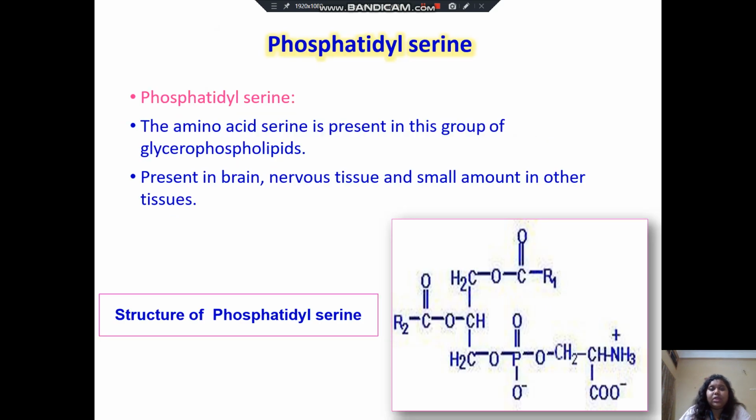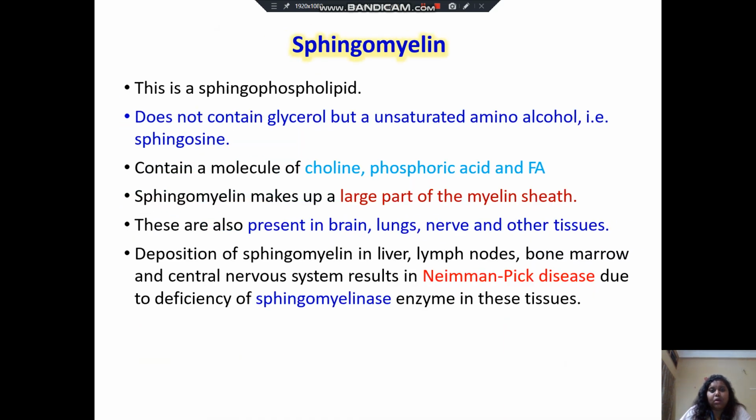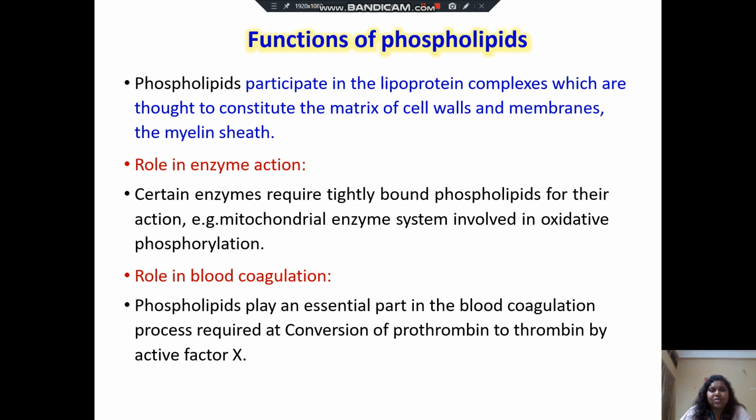So there are different types of phospholipids, but now we are going to discuss the functions of phospholipids. Phospholipids participate in the lipoprotein complexes, which are thought to constitute the matrix of cell walls and membranes, the myelin sheath. Their role in enzyme action is that certain enzymes require tightly bound phospholipids for their action. For example, the mitochondrial enzyme system involved in oxidative phosphorylation.